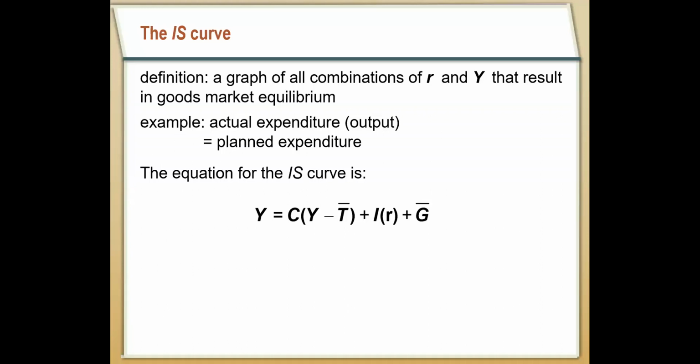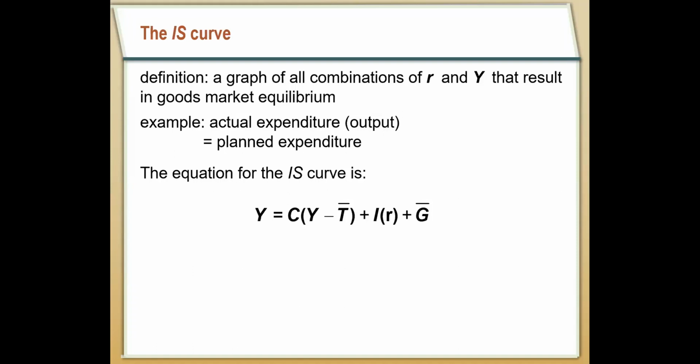But to get to the IS curve, we're going to have to allow investment to change a little bit. And so the IS curve is just a graph of all of the combinations of the interest rate R and income Y that bring the goods market to equilibrium, that bring planned expenditure to actual expenditure. And so the IS curve is just all equilibria from the Keynesian Cross model. And our equation for the IS curve is really straightforward.